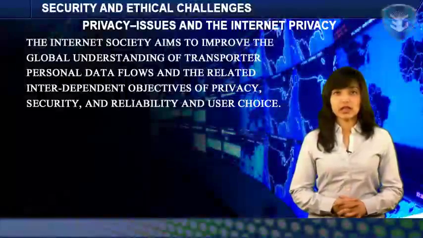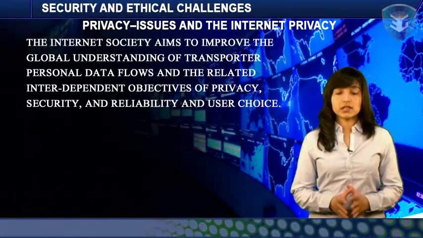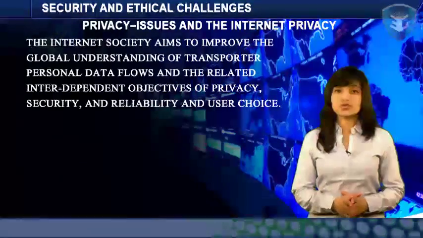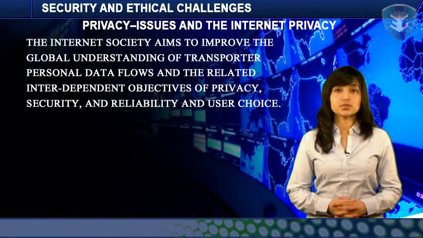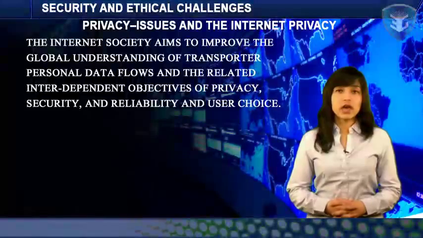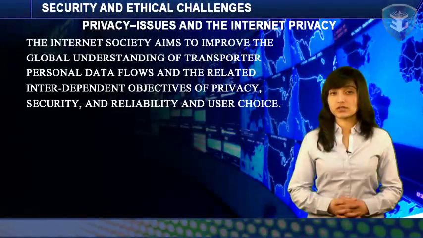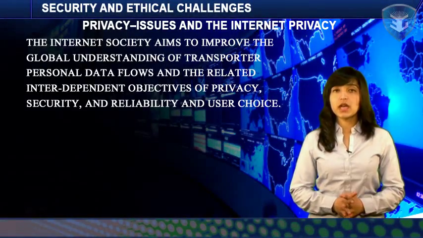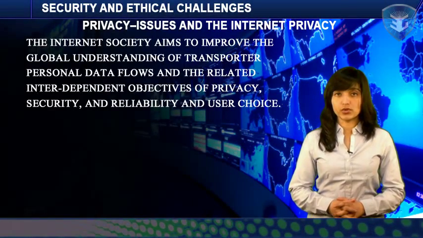Privacy issues and the Internet privacy. The Internet Society aims to improve the global understanding of transporter personal data flows and the related interdependent objectives of privacy, security, and reliability and user choice.